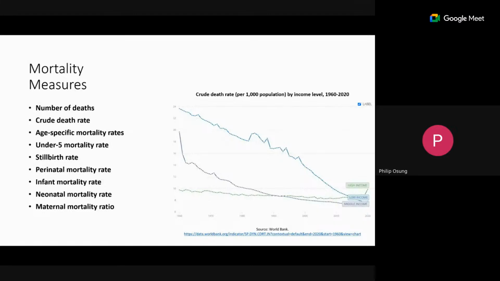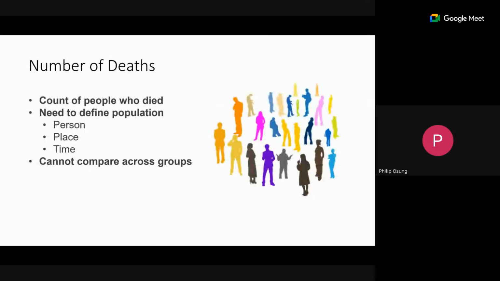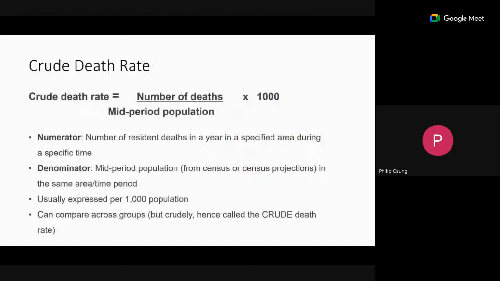And then, when it comes to some of the specific measures, we have the mortality measures: the number of deaths, crude death rates, age-specific mortality rates, stillbirth, perinatal mortality rates, infant mortality rates, and then the maternal mortality rates. The number of deaths just expresses the number of deaths in the population at a particular time and place, say 105,000 people died in Nigeria in 2020. That wouldn't give you any actionable information, because you need to know how many people there are in Nigeria, and whether there are differentials among age groups and the rest.